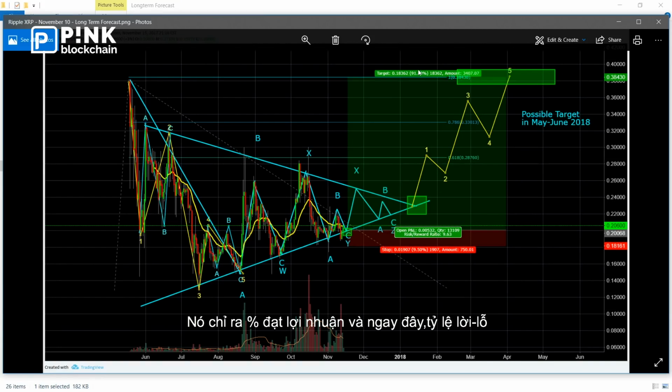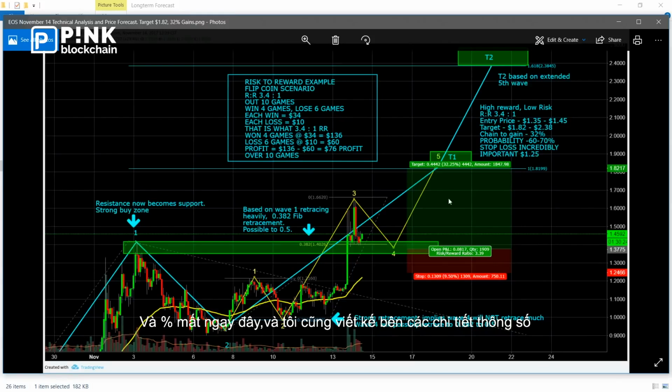So if you guys look, right, this is your percentage to gain. This is your risk to reward ratio. And this one right here is your profit loss percentage, right? You see it in every single one of my charts, and I also write all of these details as well: the risk to reward, the entry price, the target price, chance to gain, probability, and stop loss.